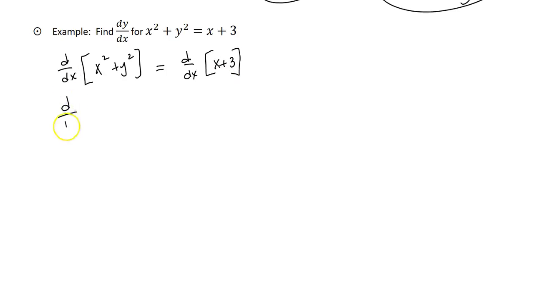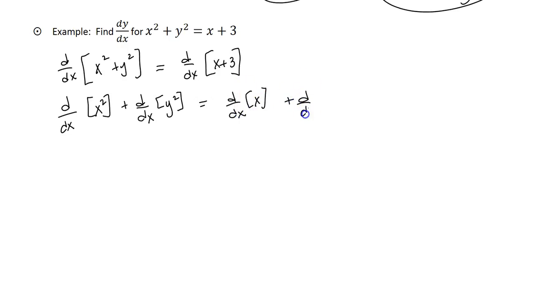And then I'm going to split it up. So I've got the derivative with respect to x of x squared plus the derivative with respect to x of y squared equals the derivative with respect to x of x plus the derivative with respect to x of 3. And where my variables match, it's just going to be straightforward. Where my variables don't match, it's going to be like that.